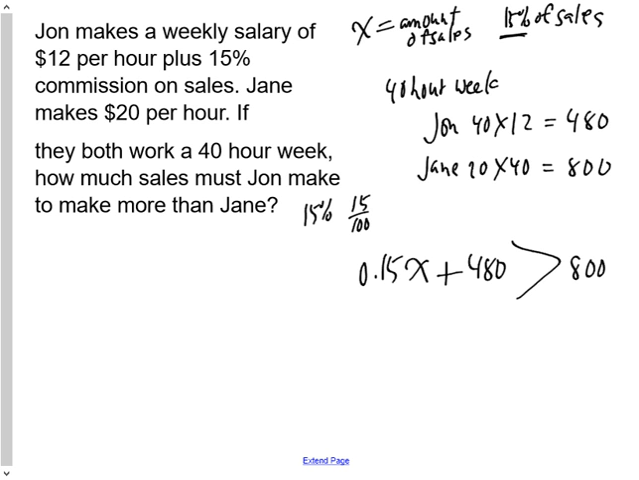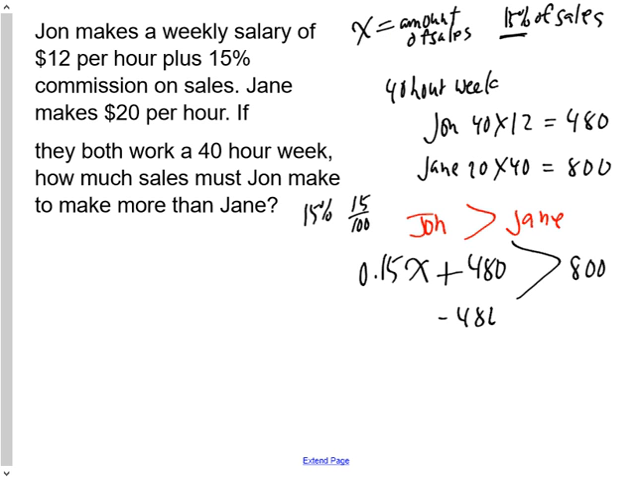So let's put this in word form again. John's money must be greater than Jane's. And since John makes 15% of the commission plus an additional $480 in hourly wages, eventually that has to be greater than Jane's salary of $800.